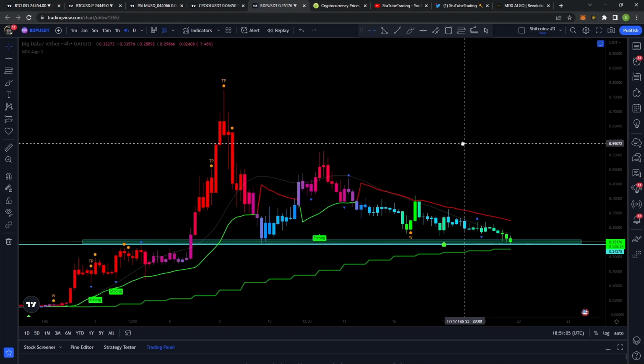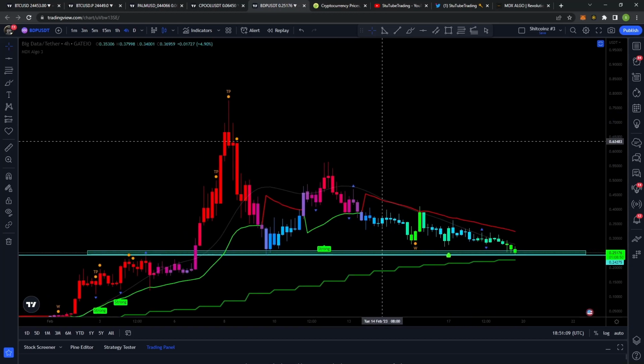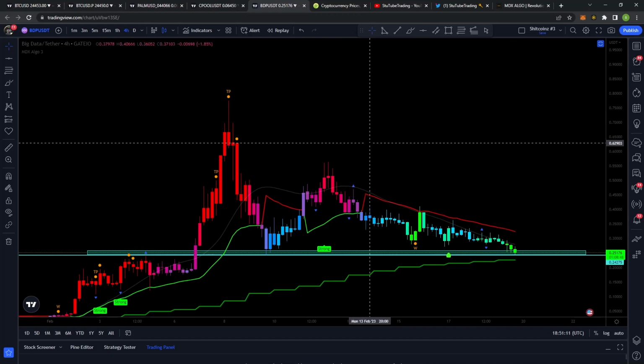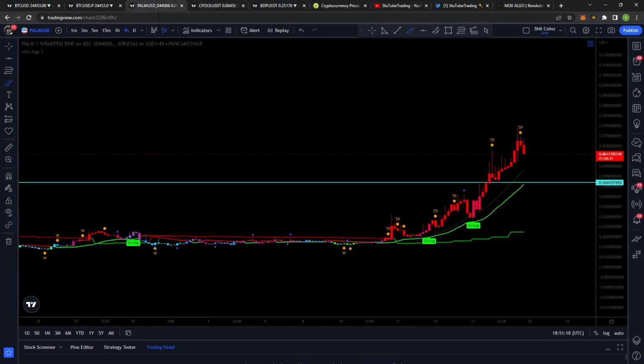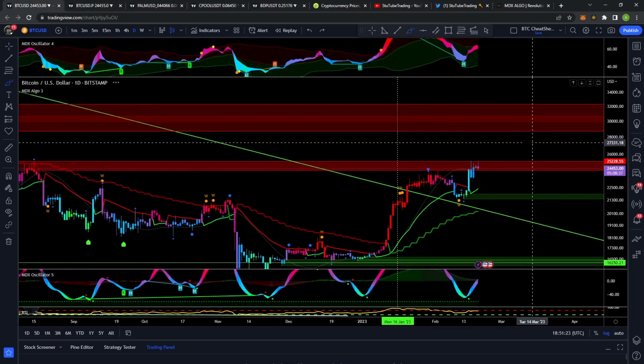Does anyone else in the group here have any coins specifically you want me to look at? Any features or settings for the indicator, anything like that? I'm just basically freestyling any analysis at this point.